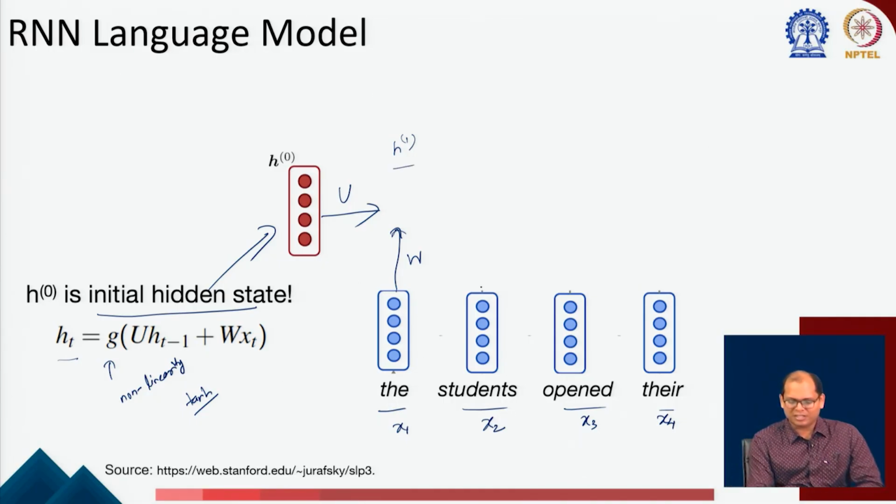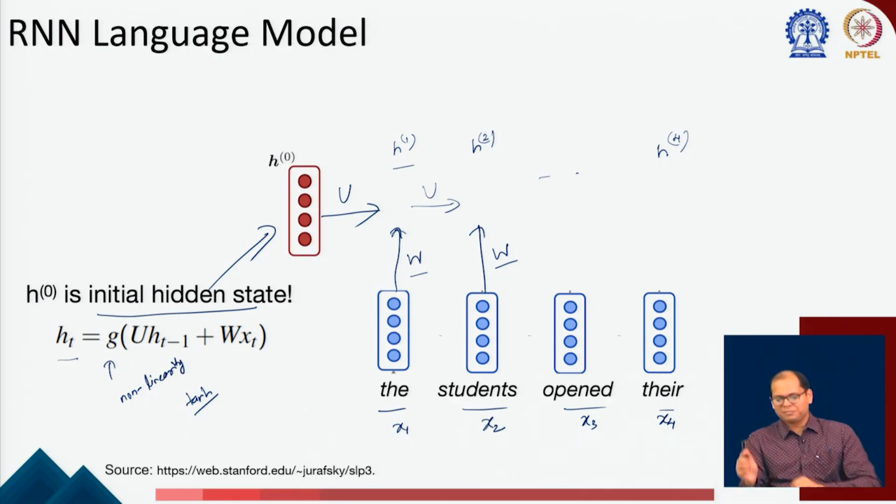So I don't need new parameters. Once I go to students, I'll use the same weight matrix. This is a shared parameter. I'll use the same U matrix, and I'll get h2. Like that, I'll get h4. And this becomes my fixed vector that I will use for predicting the next word. This is my final vector representation of the entire prefix. Okay.